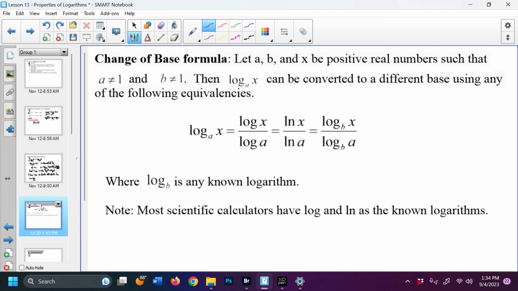The change of base formula basically says if you have a, b, and x be positive real numbers, such that a is not equal to 1 and b is not equal to 1, then log base a of x can be converted to a different base using any of these equivalencies. We calculated this equivalency, but we could use common logarithm as our numerator and denominator, or we could use any known logarithm as our numerator and denominator base.